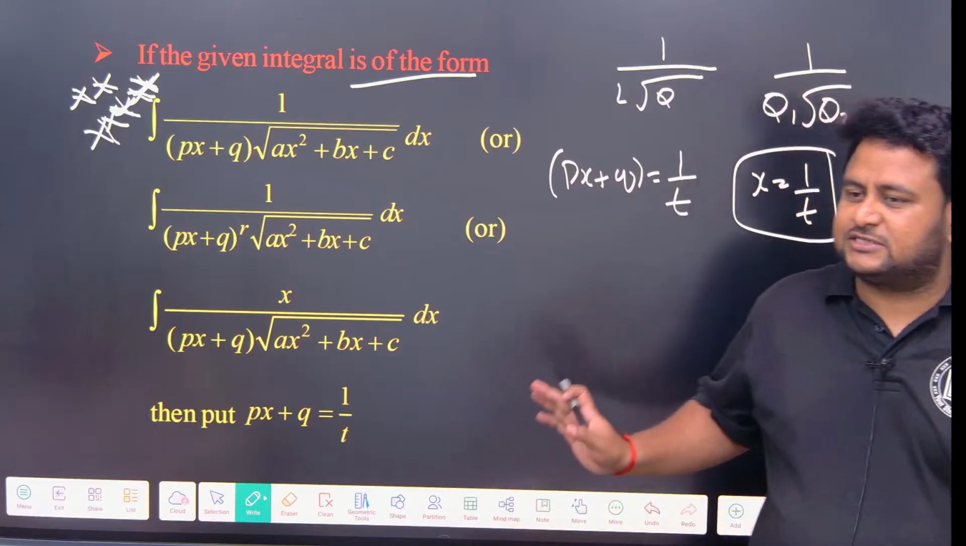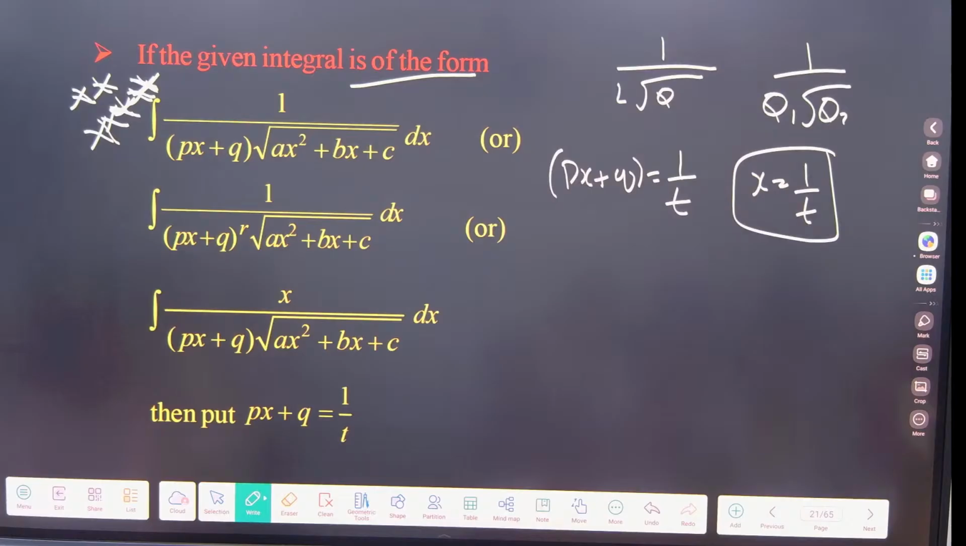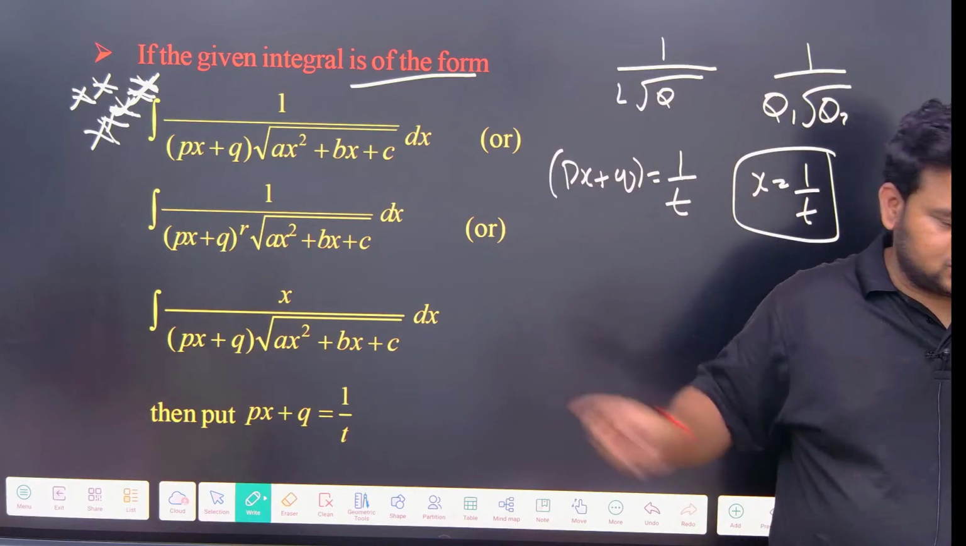So for 1 by quadratic into square root of quadratic, you will take x is equal to 1 by t. Please write this down, it is important.